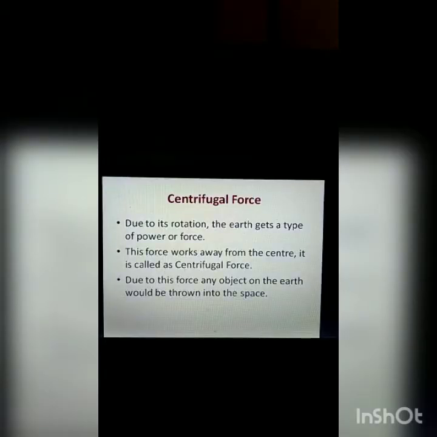Now students, we will learn about centrifugal force, what it is. Due to its rotation, the earth gets a type of power or force. So what happened due to the rotation? The earth is getting a type of force. This force works away from the center. It is called centrifugal force.